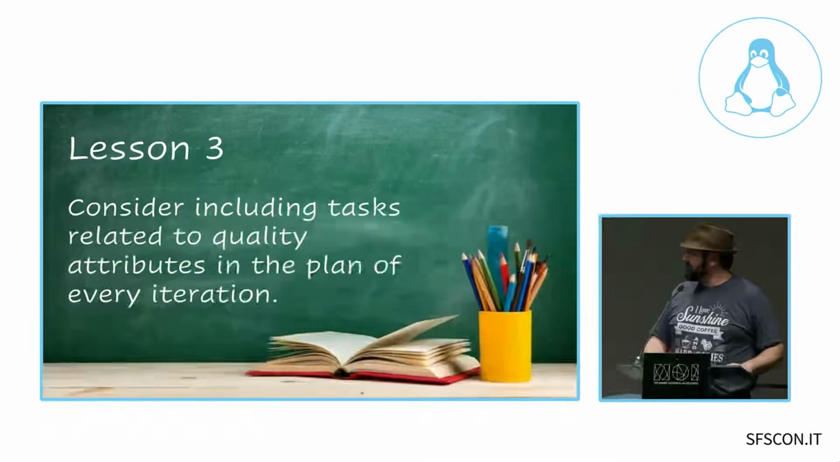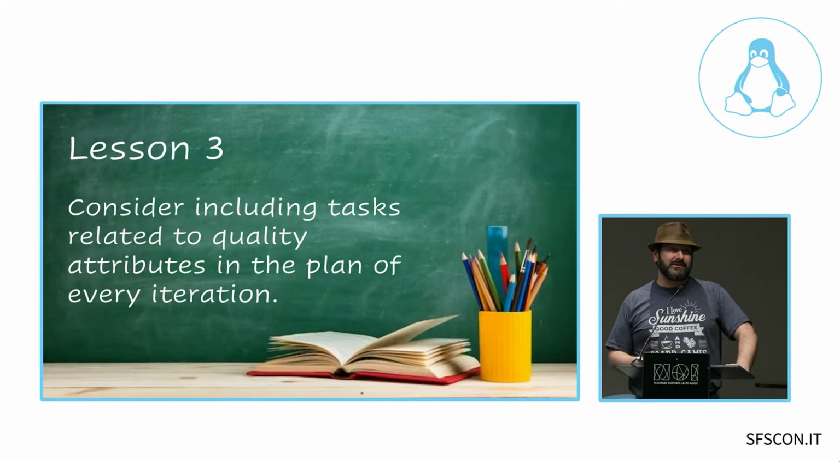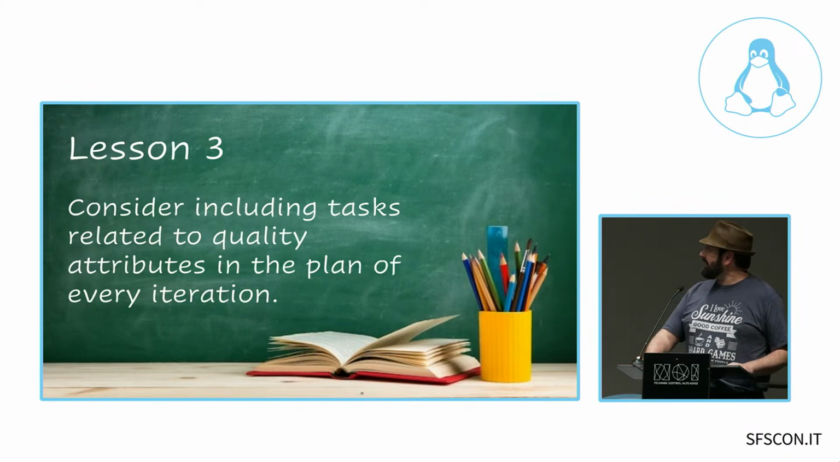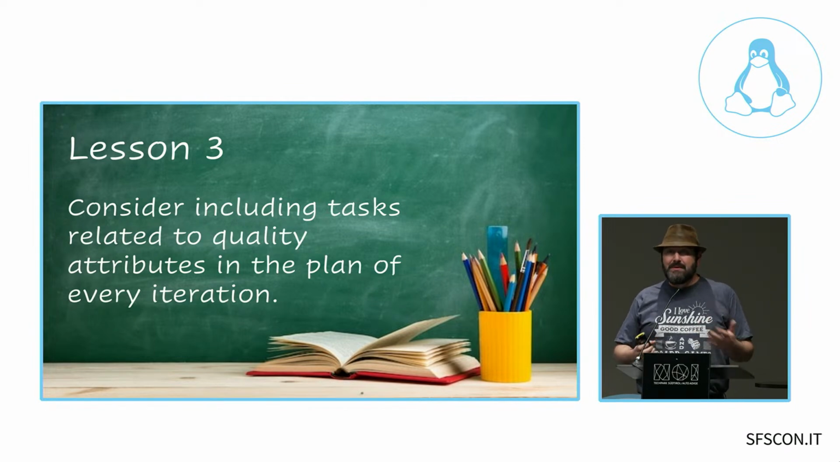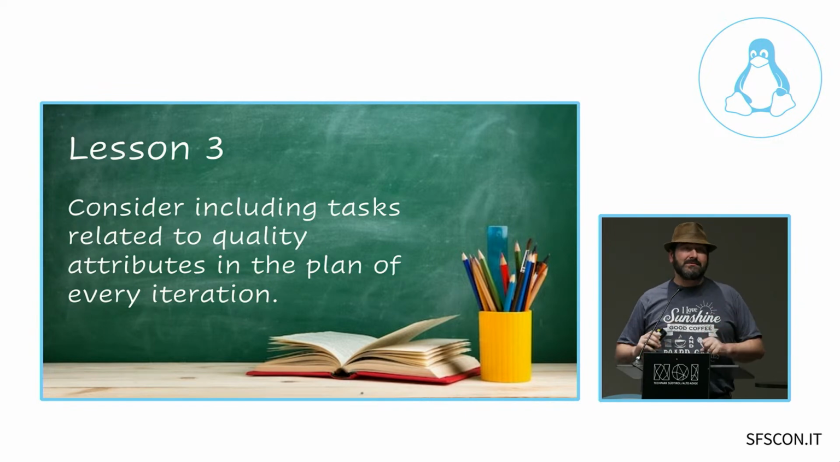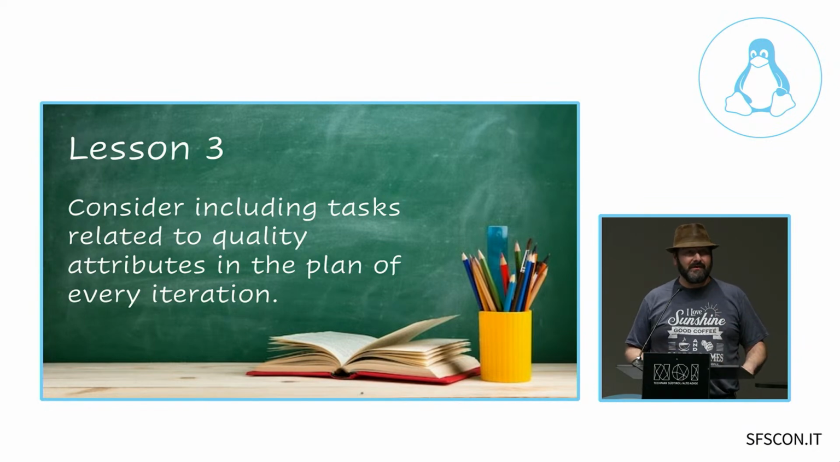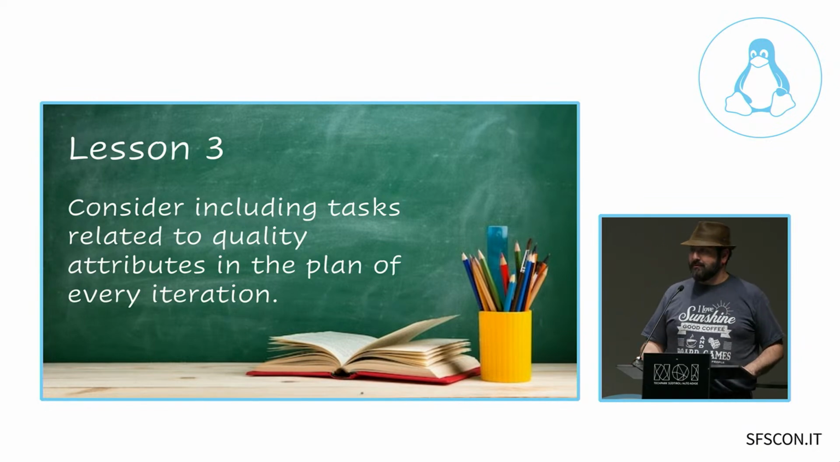So this third lesson is to try to consider including tasks related to the quality attributes in the plan of every iteration. Maybe not everything, but try to have at least a little bit at a time, to make the architecture evolve, and not just evolve from the functional point of view. Okay.